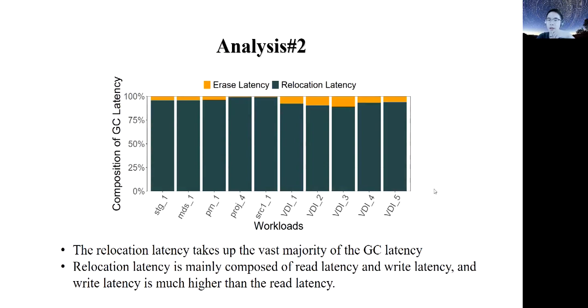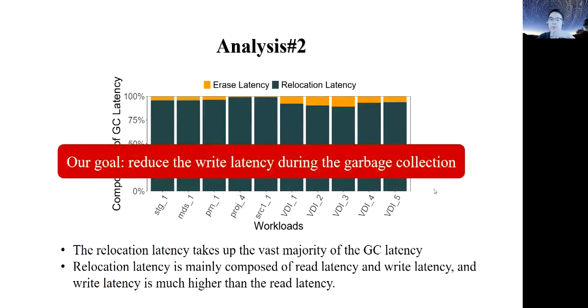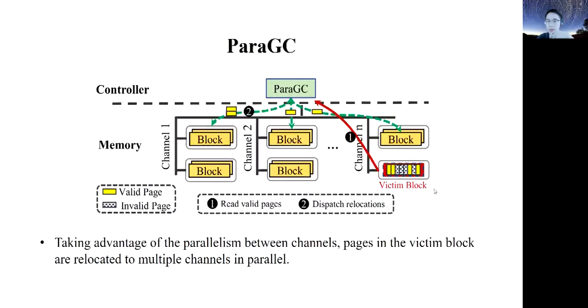And then we analyze the components of garbage collection in the 3D flash memory. Garbage collection latency has two main components, including relocation latency and erase latency. From this figure, we can see that the relocation latency takes up the vast majority of the garbage collection latency, and the relocation latency is mainly composed of read latency and write latency. The write latency is much higher than the read latency, so we can conclude that the garbage collection latency is largely determined by the write latency. So our goal is to reduce the write latency during garbage collection.